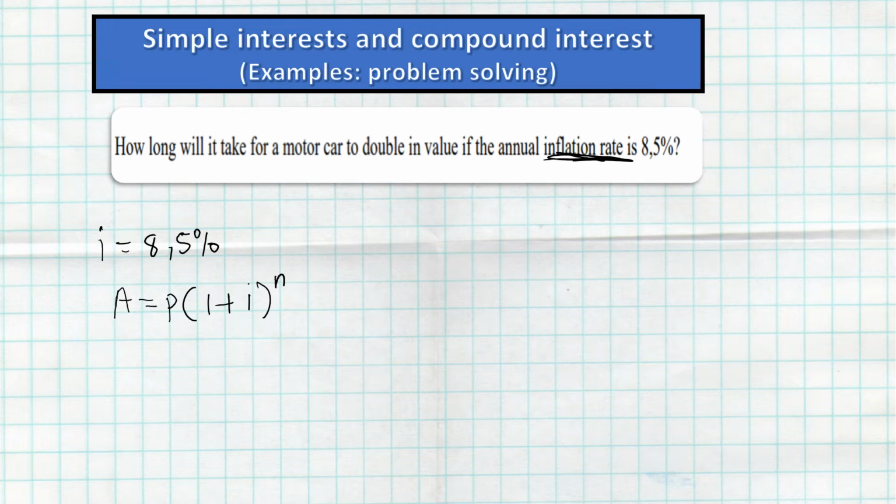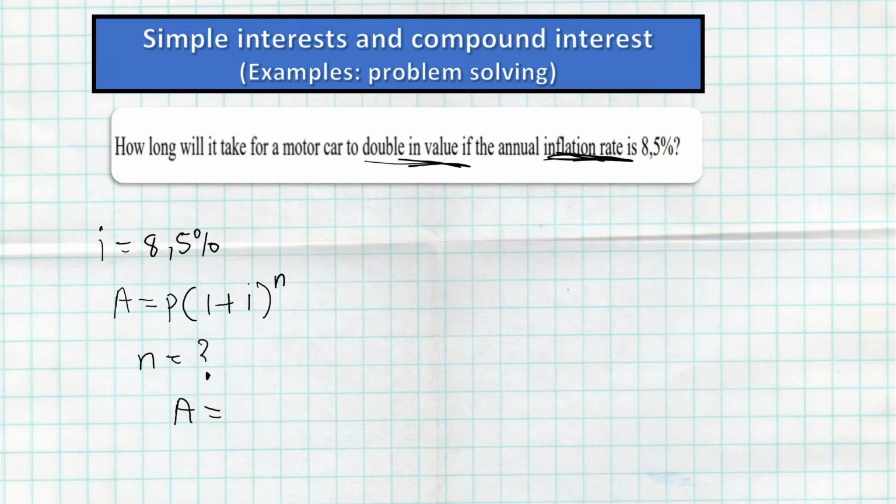Okay, so now they didn't give you much information in values, they just give you a simple instruction. They say, how long will it take? So they want n, can you see, for a motor car to double in its value. Our A is the accumulated value, but they didn't give us that value. They just say for a motor car to double in its value.